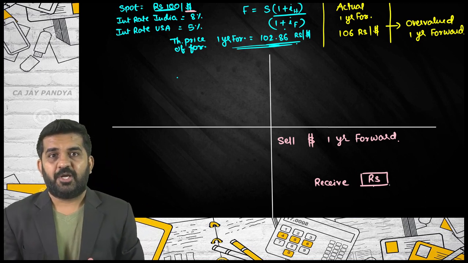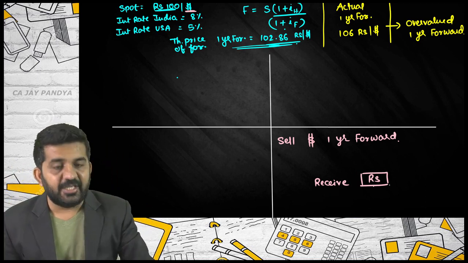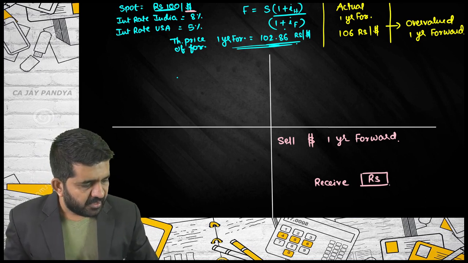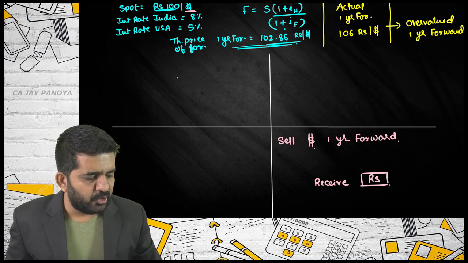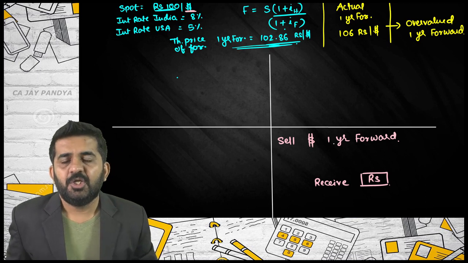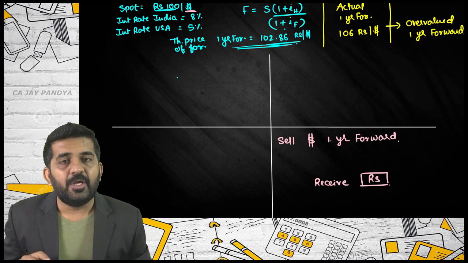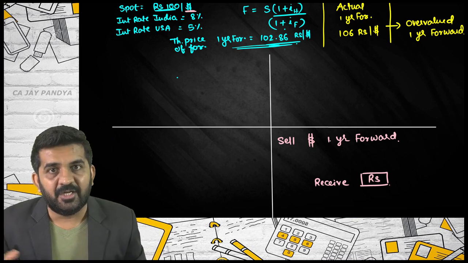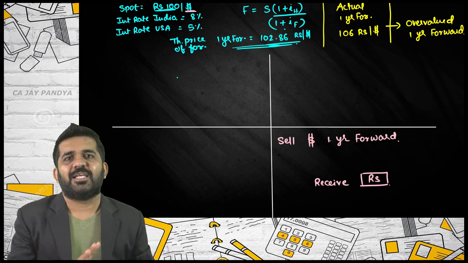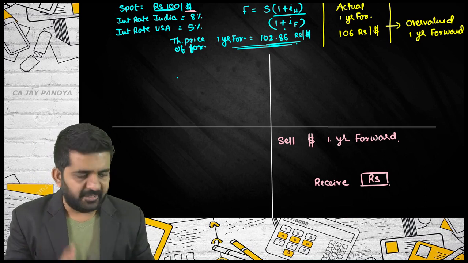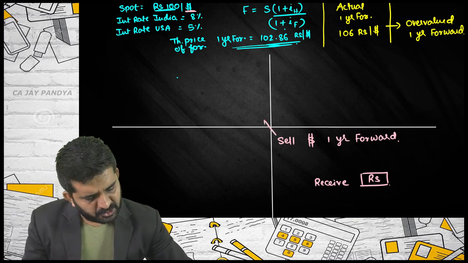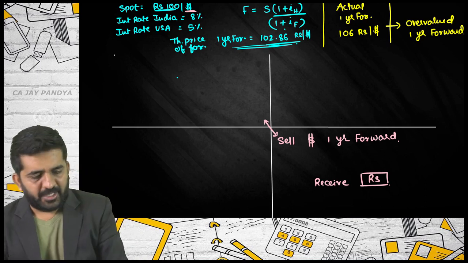But try to concentrate. There are two ways of understanding the other situations of what you will do. If you are selling dollar after 1 year, you will always be purchasing dollar today. Today you need to purchase dollar, then only you can sell this dollar in the market. So what you will do is take a counter position today. This is today.